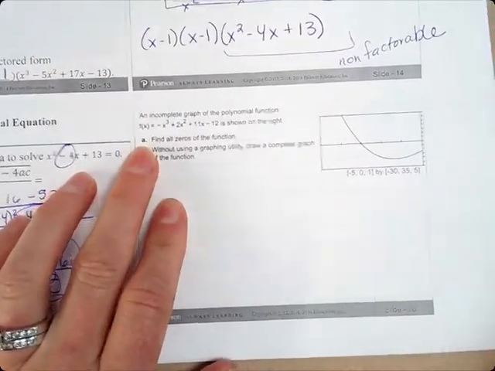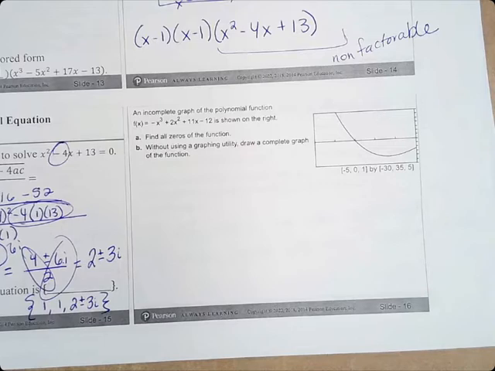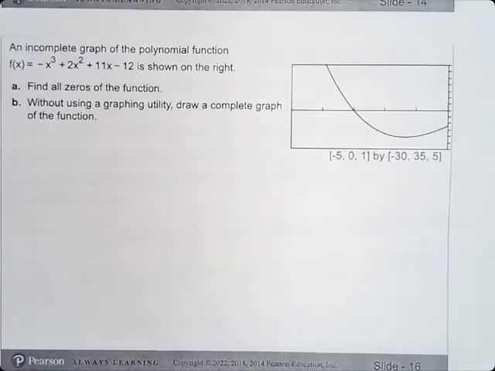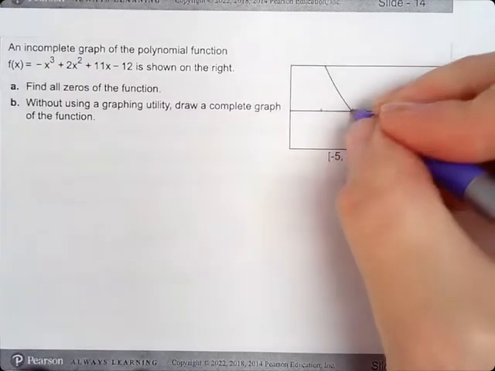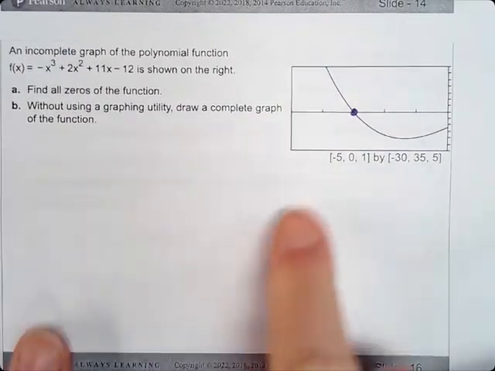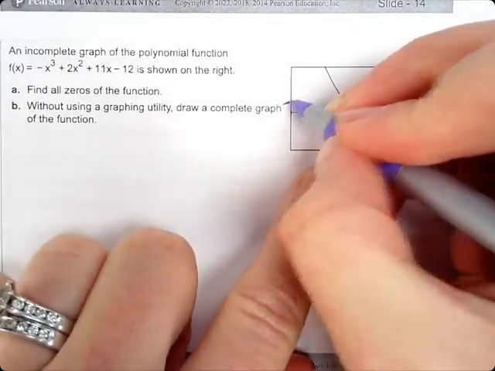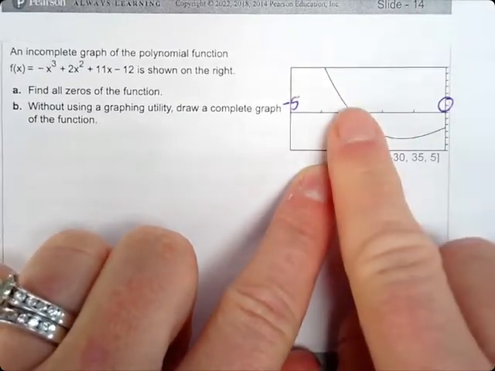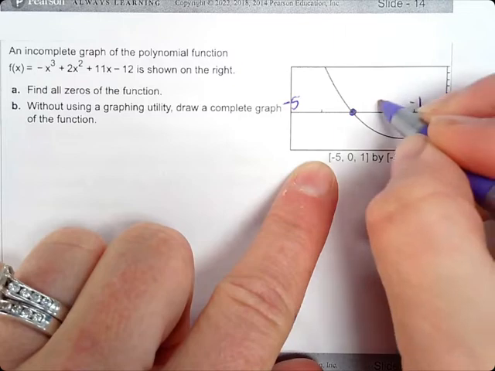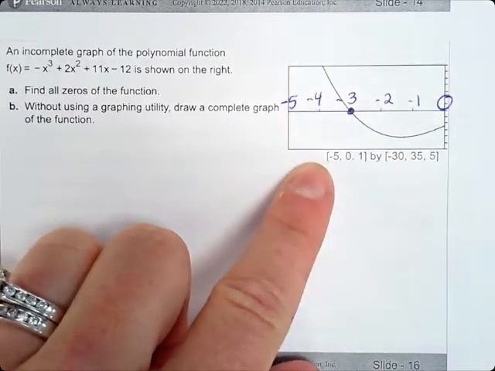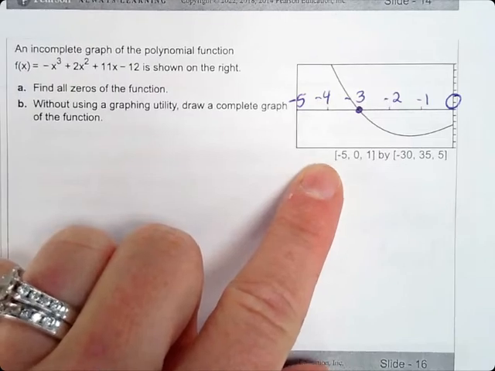All right, let's look at our last example. An incomplete graph of the polynomial function is shown. Find all the zeros of the function. Without using a graphing utility, draw a complete graph of the function. Okay, so what clues can I use on here to find what one of the zeros is? It's right here, but what number is that? -3. Yeah, you've got to look here. And so it's saying this is -5 to 0 going by ones, right? So this would be -1, -2, -3, -4. So one of our zeros is -3.